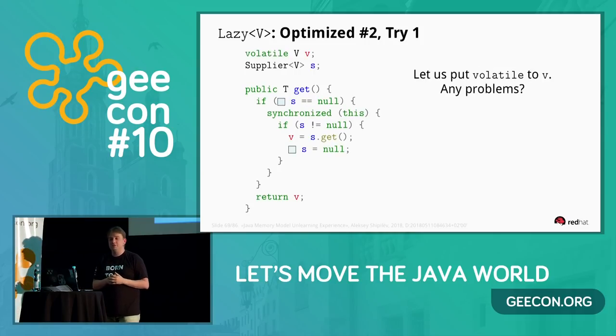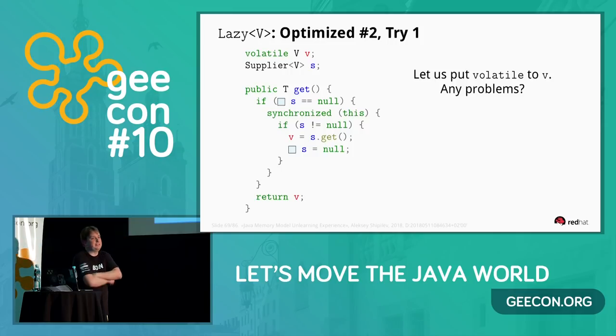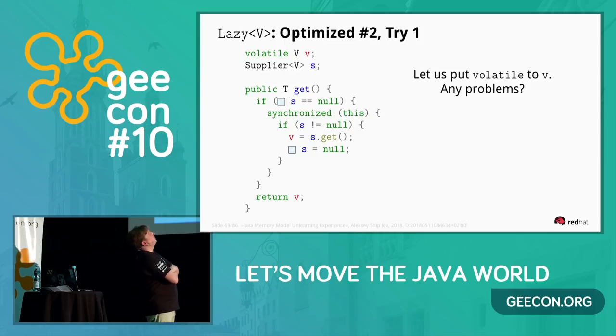Let's just put volatile on V. Any problems here? And the example kind of hints where the problem lies. Can you spot it? What is the problem?